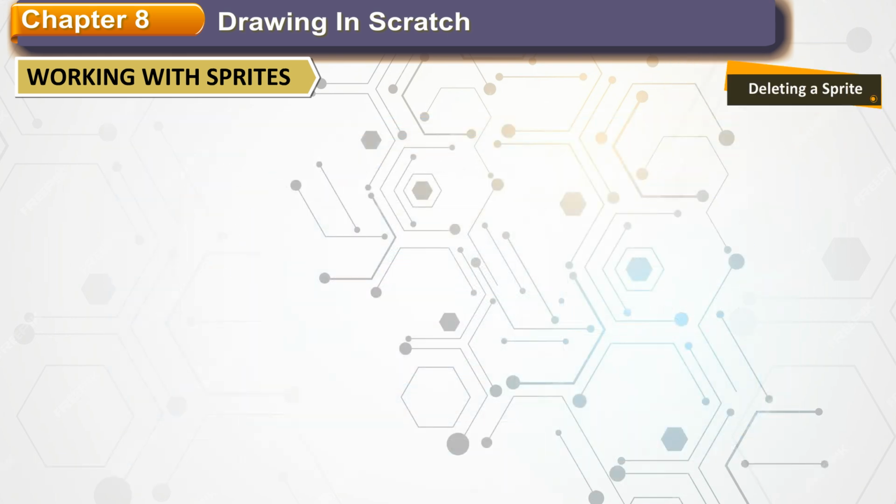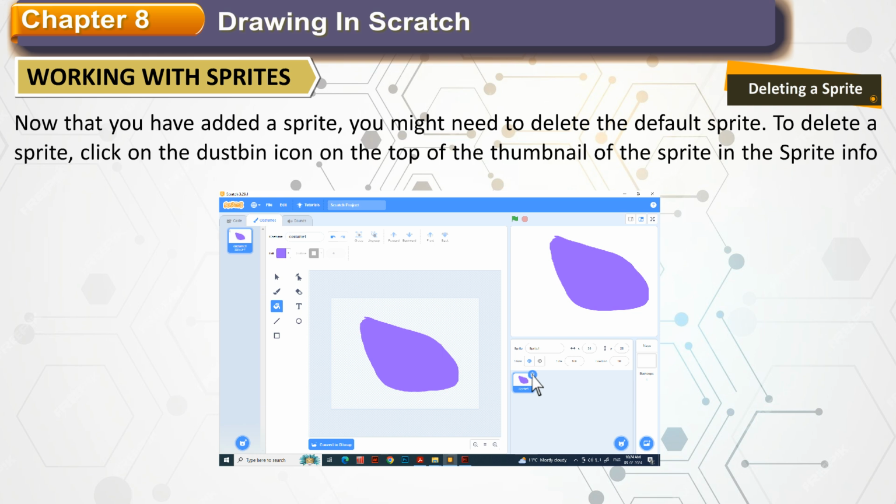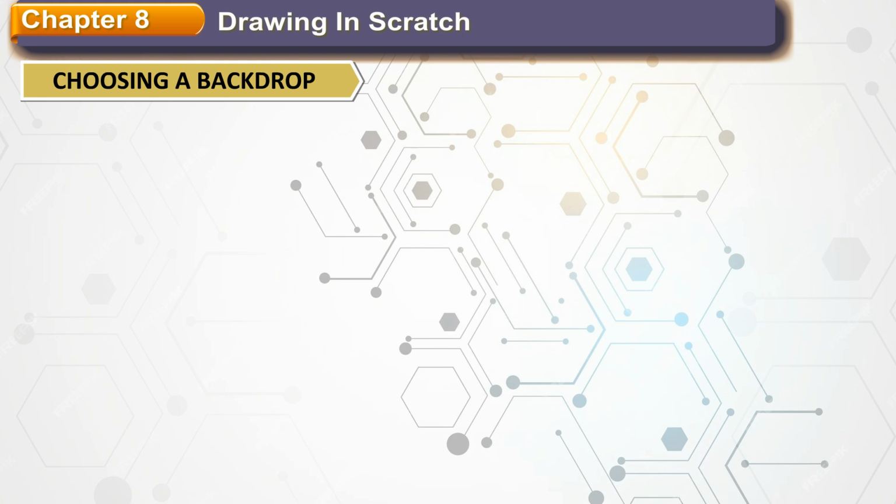Deleting a sprite. Now that you have added a sprite, you might need to delete the default sprite. To delete a sprite, click on the dustbin icon on the top of the thumbnail of the sprite in the Sprite Info pane.